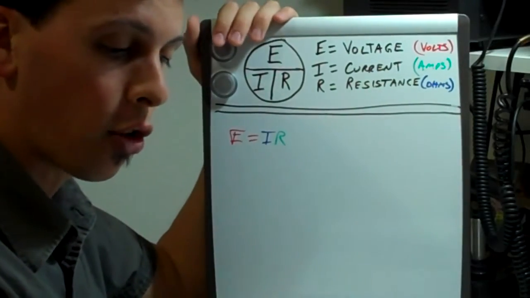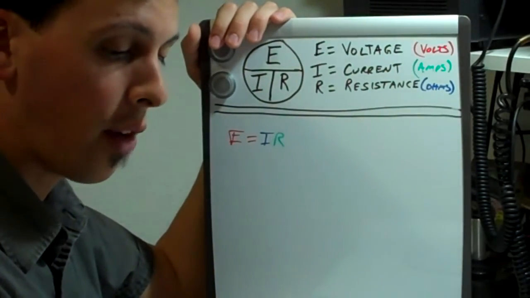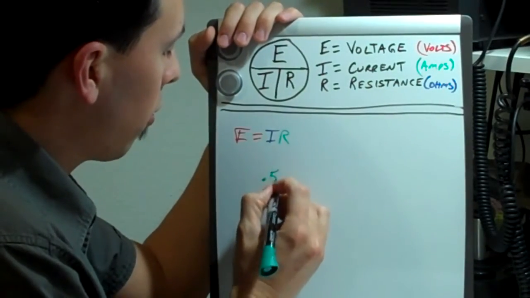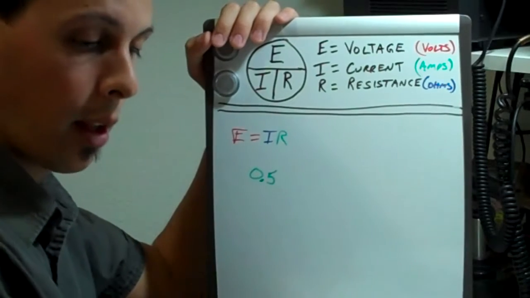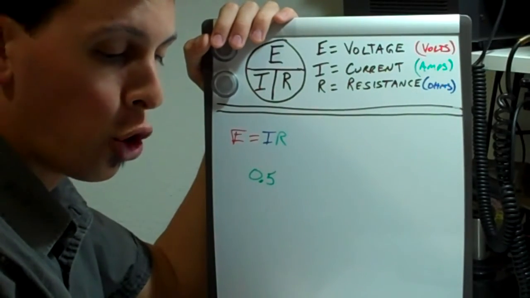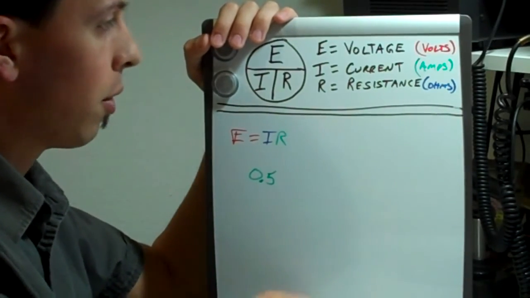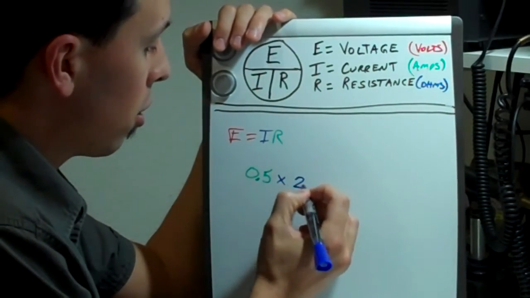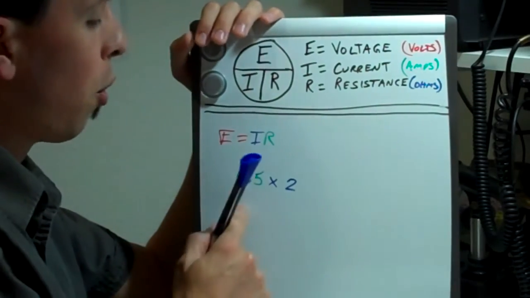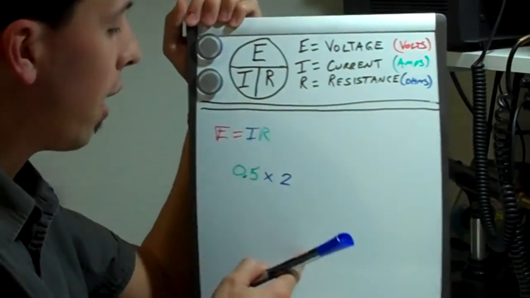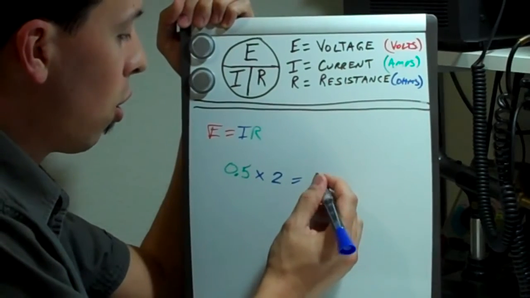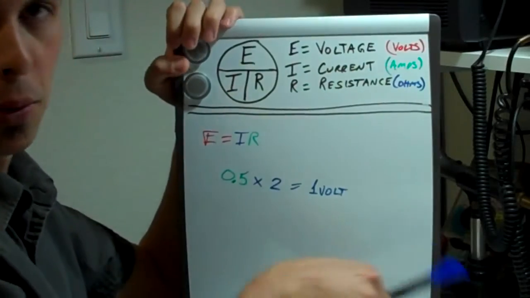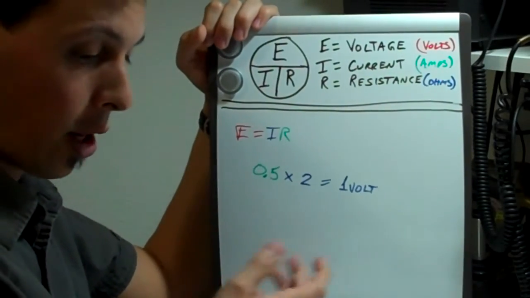All right, what is the voltage across the resistor if a current of 0.5 amps flows through a 2 ohm resistor? So we're going to multiply 0.5 times 2 ohms. Well, 0.5 times 2 we know is 1. 1 what? 1 volt. And I know it should be red, but I think you get the idea. The correct answer, 1 volt.